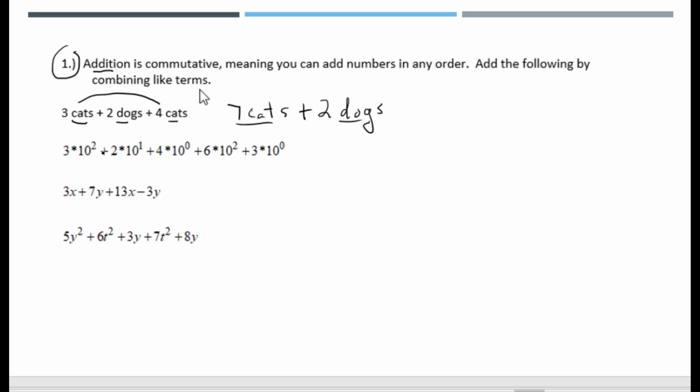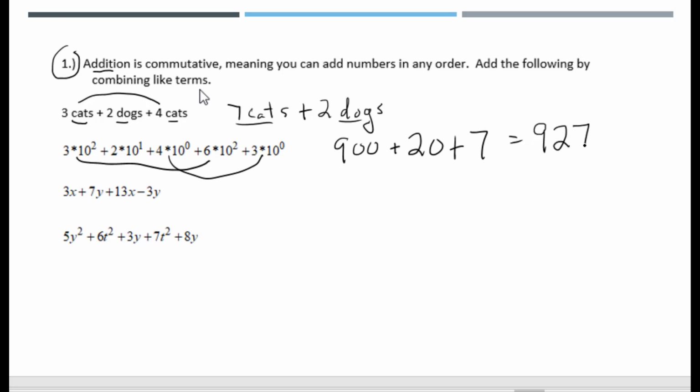Now, likewise with this, which is just the expanded form of a number. All addition follows the same logic. Here is 3 of these hundredths and 6 of these hundredths. That's 9 hundredths. And I can add to that 2 tens. I can't add it to the 100. I add it here. 2 tens is 20. And then I have 4 ones and 3 ones, which is 7 ones. So this number is 927.